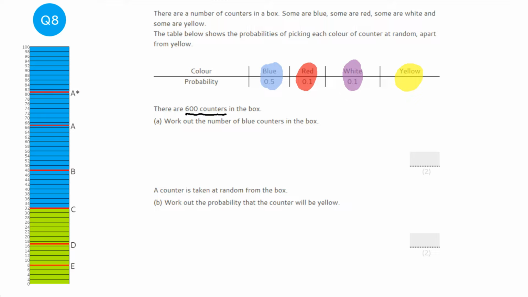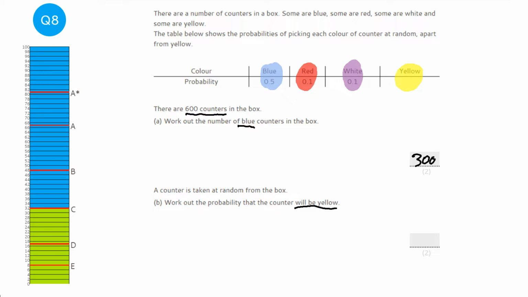So if there's 600 counters in the box and there's a 0.5 chance of a blue coming up, well, 0.5 is a half chance. So for there to be a half chance, there needs to be 300 counters. Now, if we were looking for 0.1, we would just divide it by 10. If we were looking for 0.2, we would divide it by 10 and double it. Simple as that. So work out the probability that the counter will be yellow.